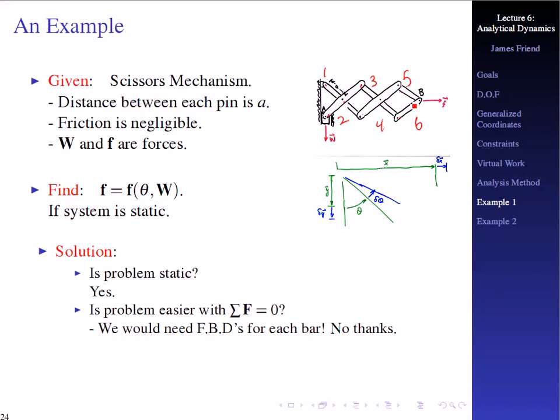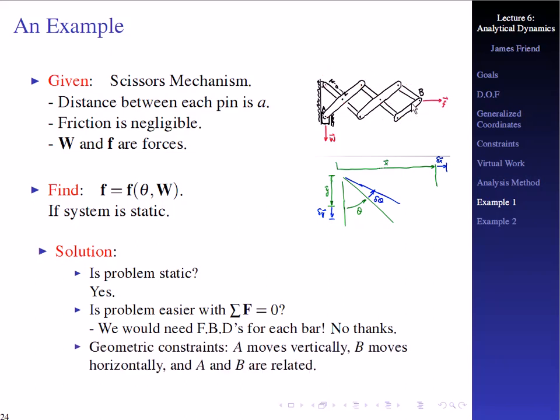9 pins that we'd have to worry about. If you have all day, yeah, it's great. Otherwise, no. Geometric constraints. Well, your point A moves vertically and only vertically. B moves horizontally and only horizontally. So A and B are somehow related, aren't they?